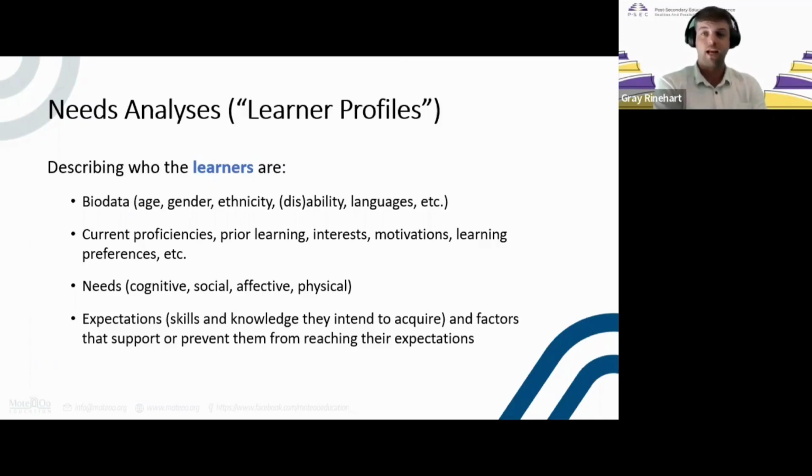Also, as much as we can, thinking about their needs, and we can think about what their cognitive needs may be, their social needs, their affective needs, and their physical needs. And also thinking about their expectations. What skills do they want to acquire? What knowledge do they want to acquire on the course? What supports them acquiring this knowledge or these skills? What barriers might exist? What might prevent them from reaching their expectations?